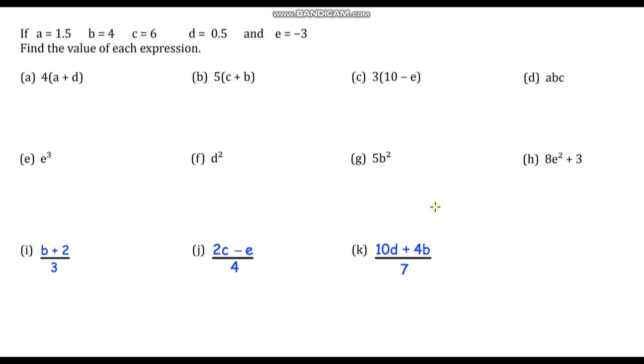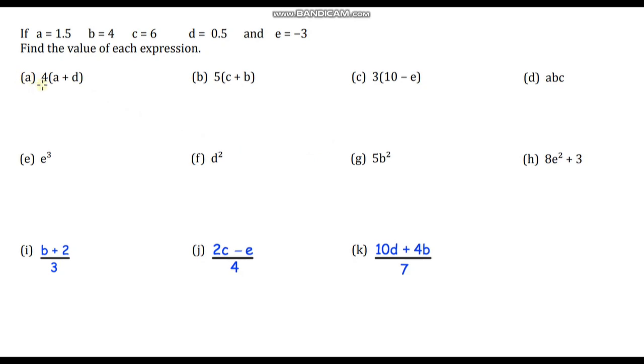Okay, I'm assuming you've paused the video, so let's go through this together now. So we've got 11 questions here, and we need to find the value of each expression when we've been given values for A, B, C, D, and E. So all we need to do is substitute these values into our expressions.